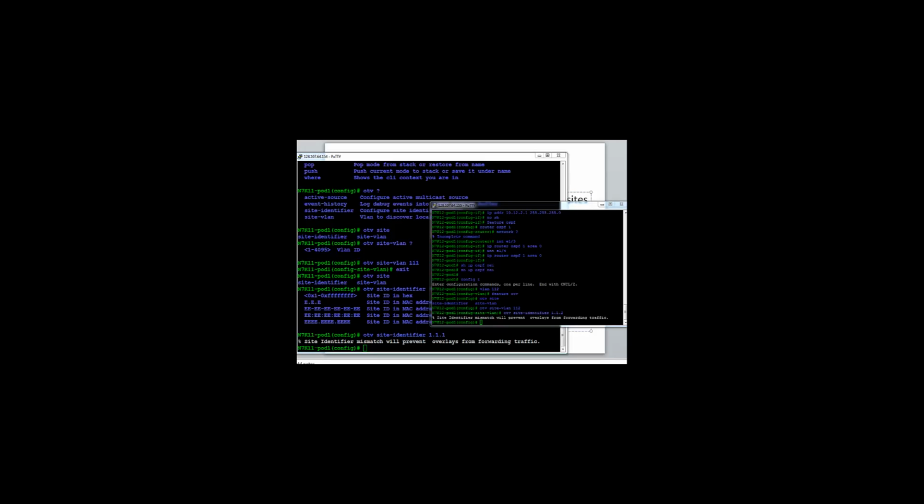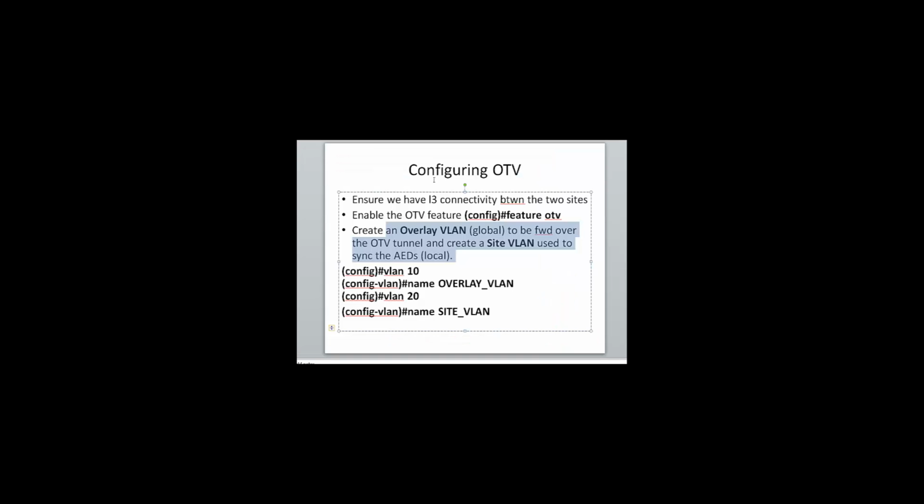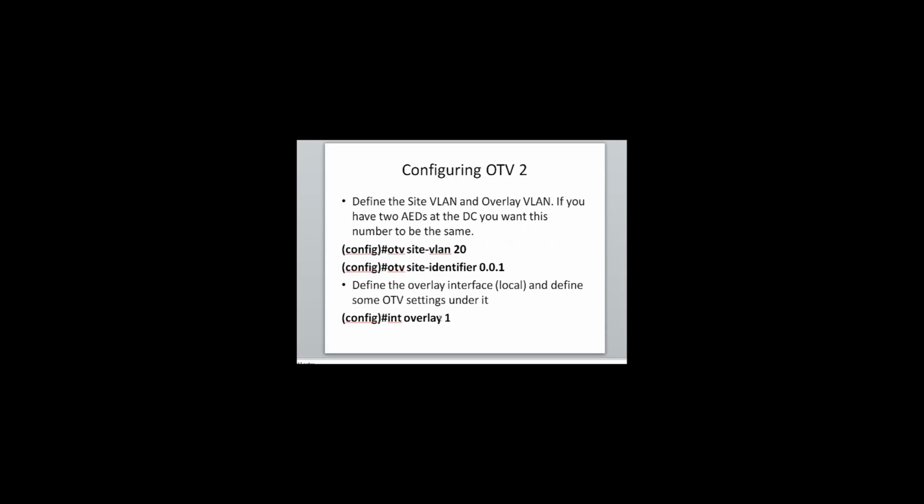Okay, now we're going to start configuring the joining, or the internal device that's pointing back to our LAN. We actually did this. We created, in this example, VLAN 10 and VLAN 20. We already created the OTV site identifier, and we can go ahead and start.